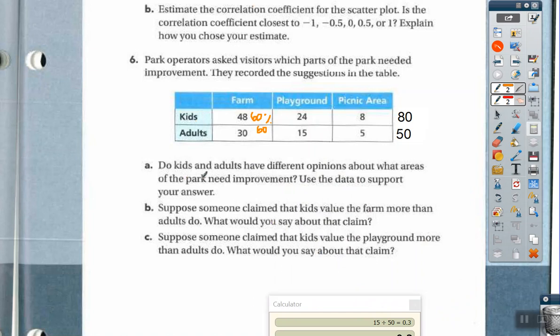All right, so use the data to support the answer. Well, based on the data, 60% said the farm needed to be updated for both the kids and adults, 30% for the playground, both kids and adults, and then the leftover, 10%, is going to be the picnic area, kids and adults. Suppose someone claimed kids value the farm more than adults do. What would you say about the claim?